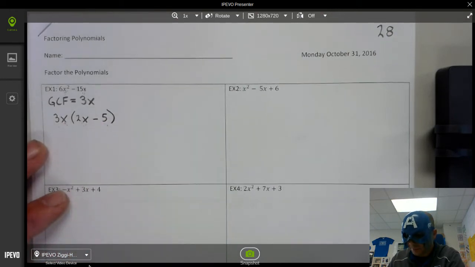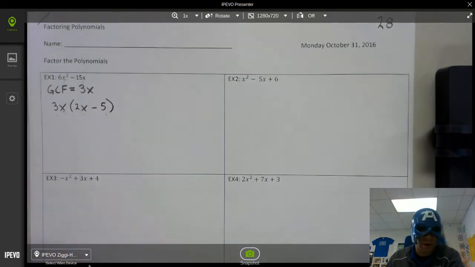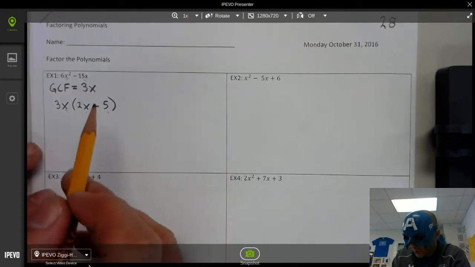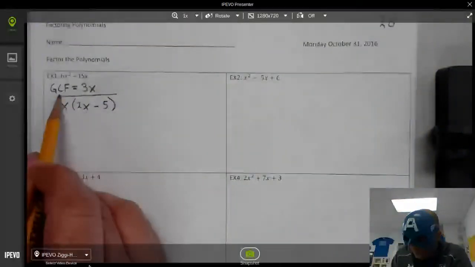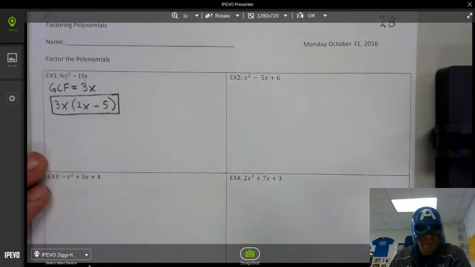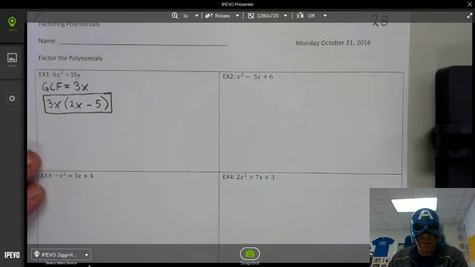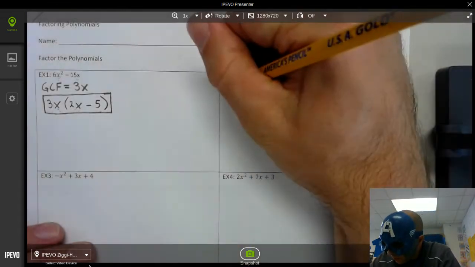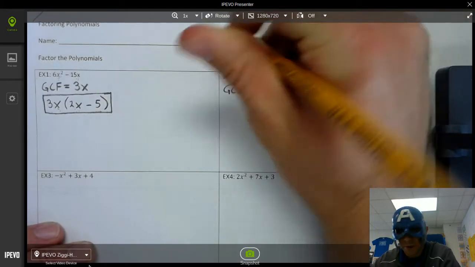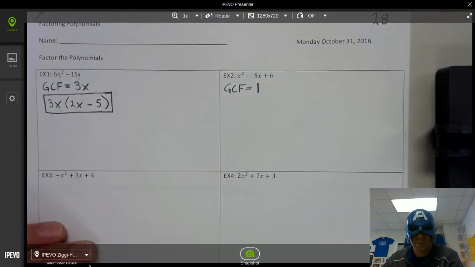All right, so now we've factored out the greatest common factor. Now we notice it's not a trinomial, so this is in complete factored form. So we stop here. All right, let's look at example 2. The greatest common factor is 1. So now we move on to factoring.